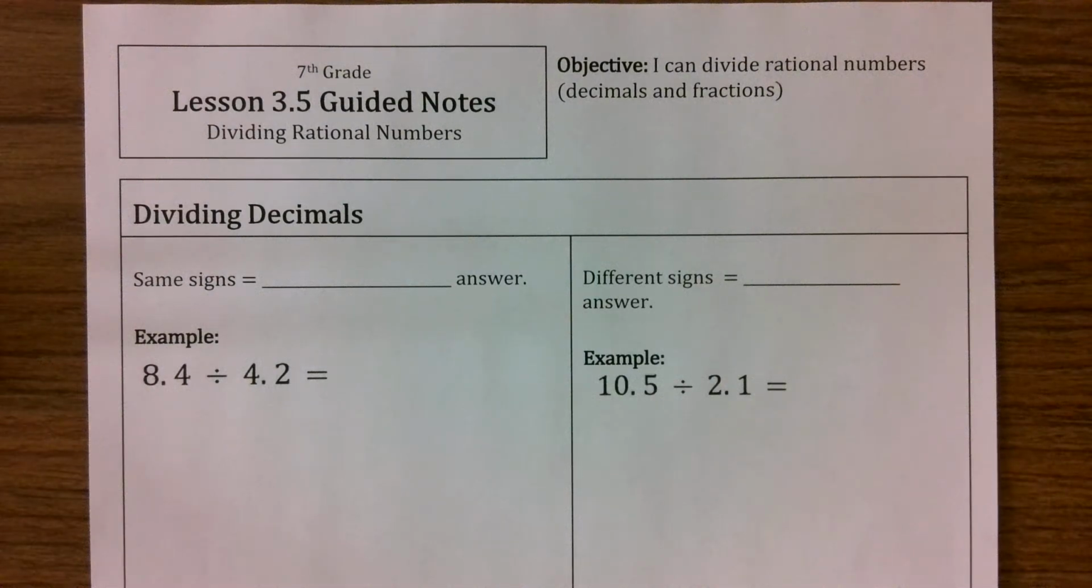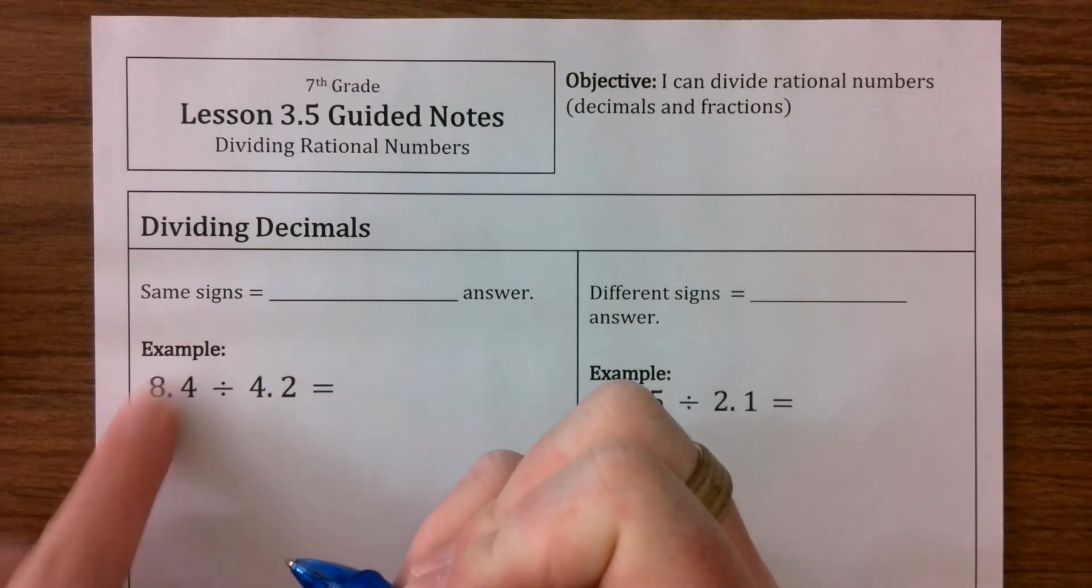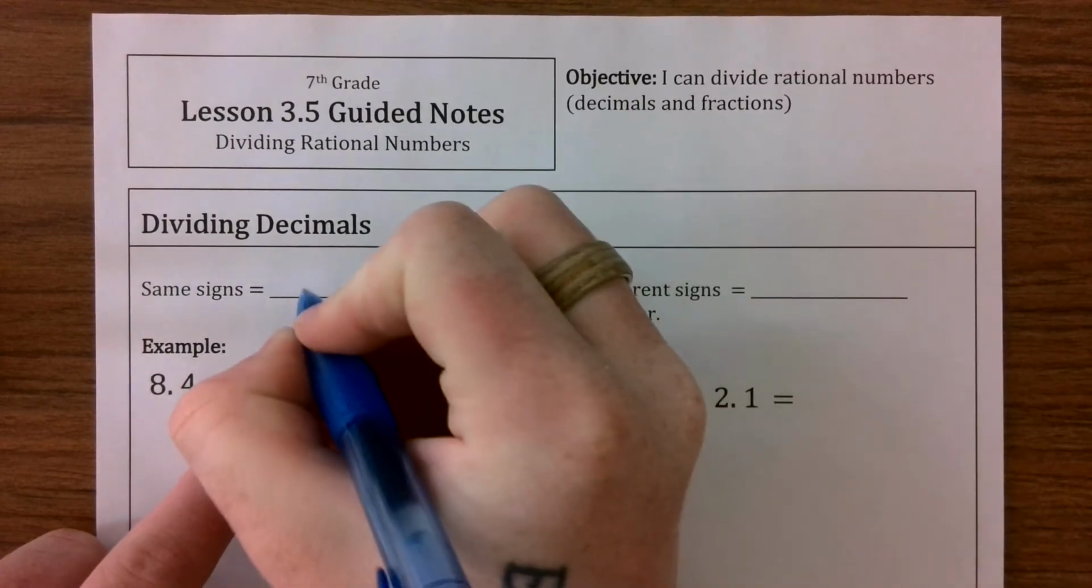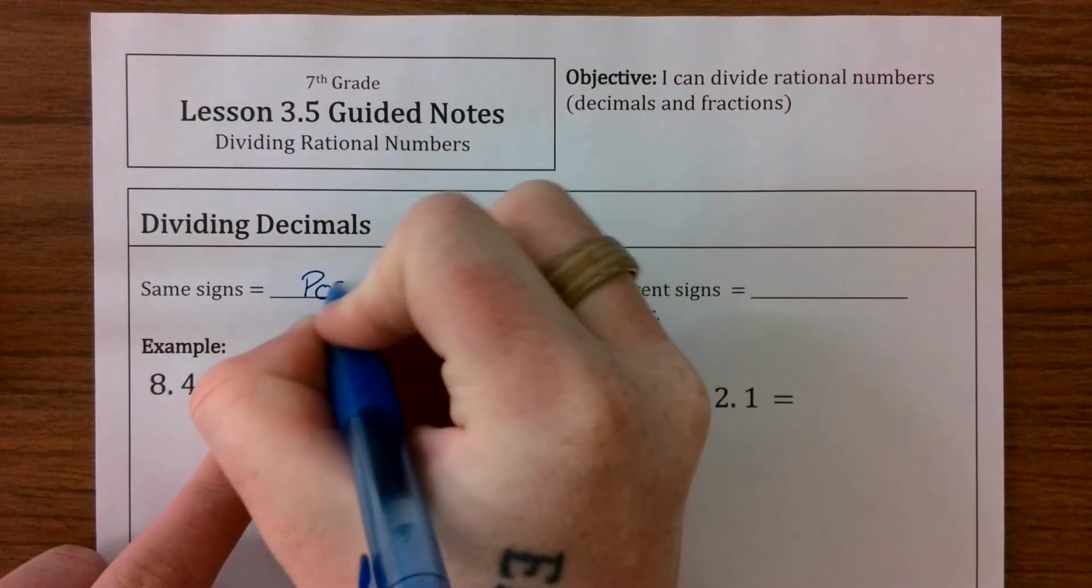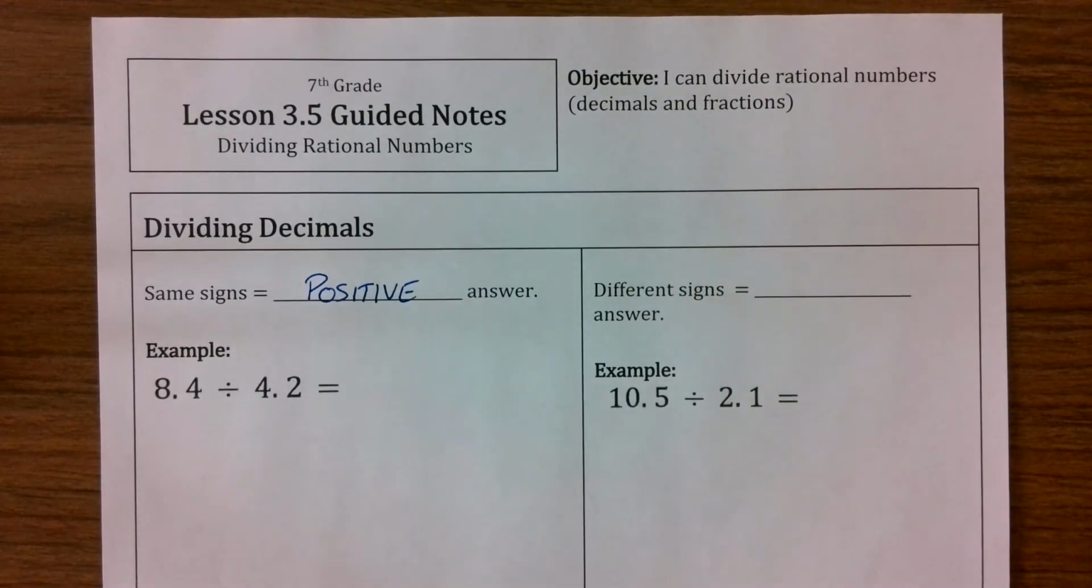Today we're looking at lesson 3.5, dividing rational numbers. Our objective today is that I can divide rational numbers, which includes decimals and fractions, positive and negative. Quick reminder, when you are working with same signs, such as dividing decimals with same signs, positive, positive, you are going to have a positive answer.